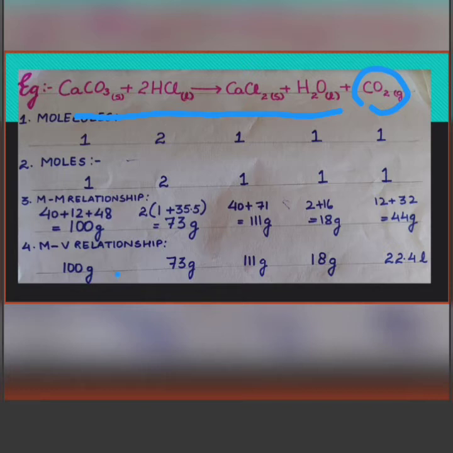Like for calcium carbonate, same 100 grams. For twice HCl, same 73 grams. CaCl2 is in solid state, same 111 grams. H2O in the liquid state, 18 grams. All right. Their masses will be same.